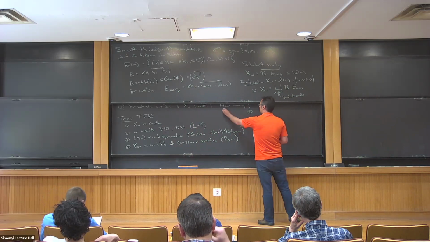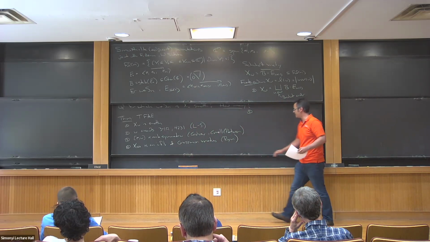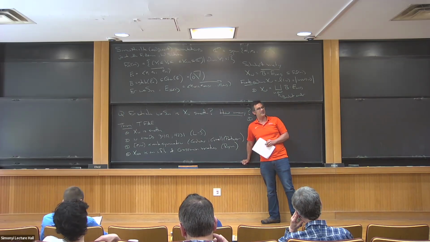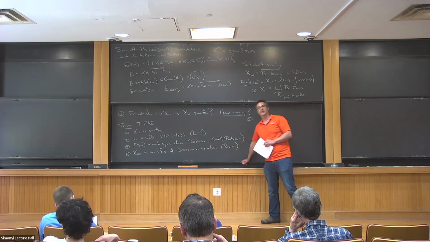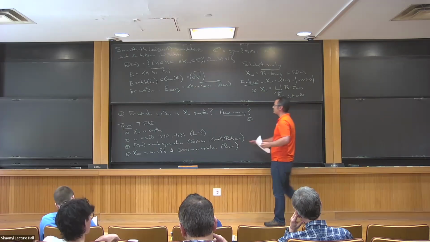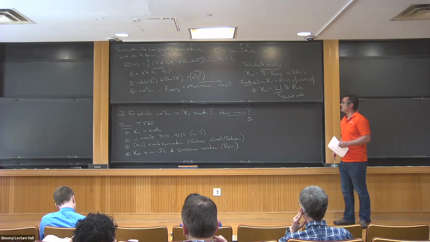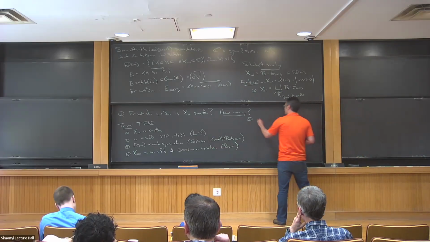So I asked this question: how many? And my answer to how many will be a generating function. The question is, is there a generating function that counts the number of smooth permutations of Sn? It turns out the answer is yes, and this is due to Haiman.